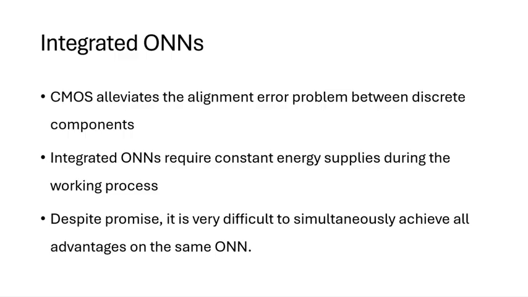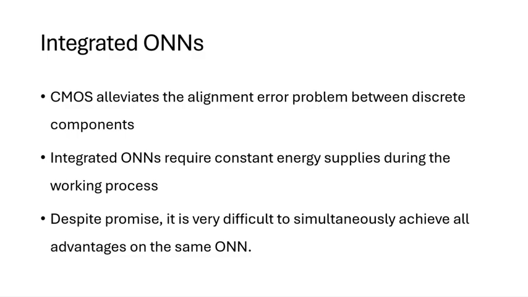Integrated neural networks, as the alternative, use complementary metal oxide semiconductor, which alleviates the alignment error problem between discrete components. As a result of CMOS alleviating this alignment error, this permits scalability and versatility for integrated optical neural networks. Integrated optical neural networks require constant energy supplies during the working process.